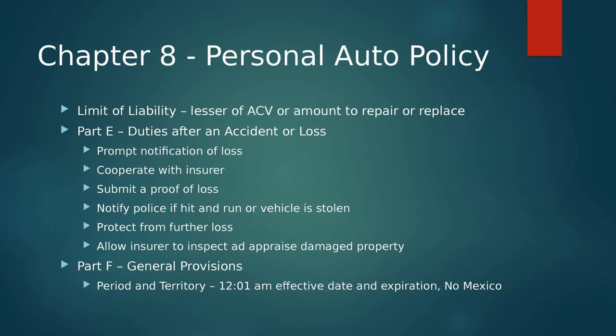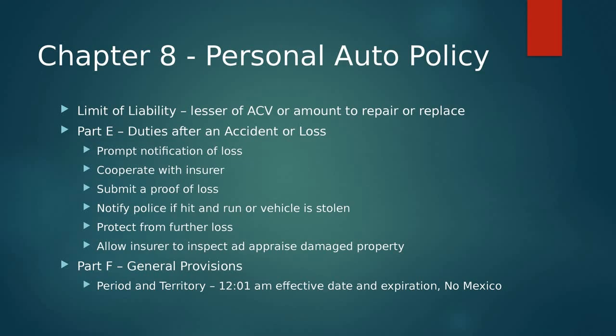Under Part E, there are some duties that you have after an accident or a loss. First thing is going to be a prompt notification of loss. The next one is going to be cooperating with the insurance company. You have to submit a proof of loss. This one's going to be within 91 days in the state of Texas. If the vehicle was stolen or you have a hit and run, there has to be a police report as part of that submission for the proof of loss.